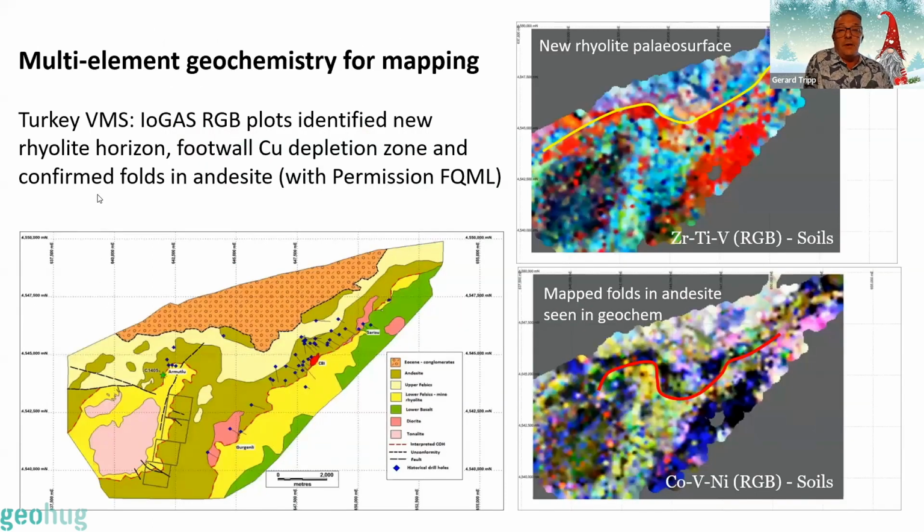And you can use multi-element geochemistry for mapping. So here's a quick example from a VMS district in Turkey, up on the Black Sea coast, and the rhyolite paleosurface.